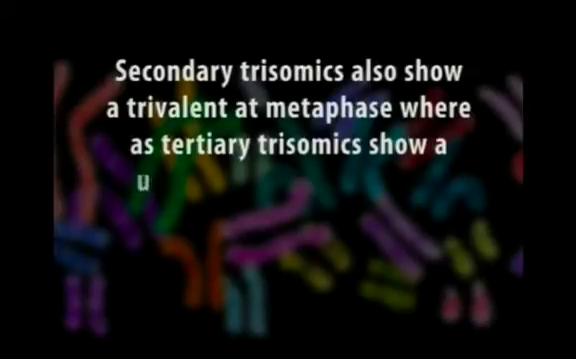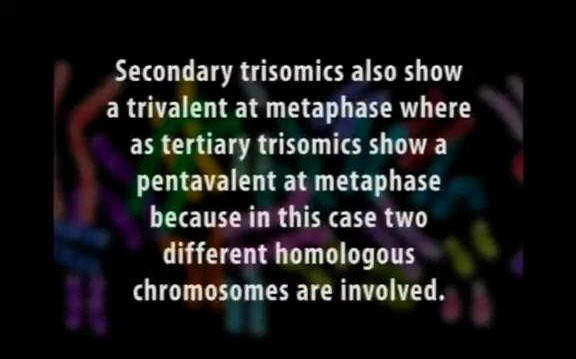Whereas at meiosis, a secondary trisomic also produces a trivalent. However, a tertiary trisomic produces a characteristic pentavalent, because in this case 2 homologous chromosome pairs are involved, and a characteristic pentavalent is formed at metaphase stage.